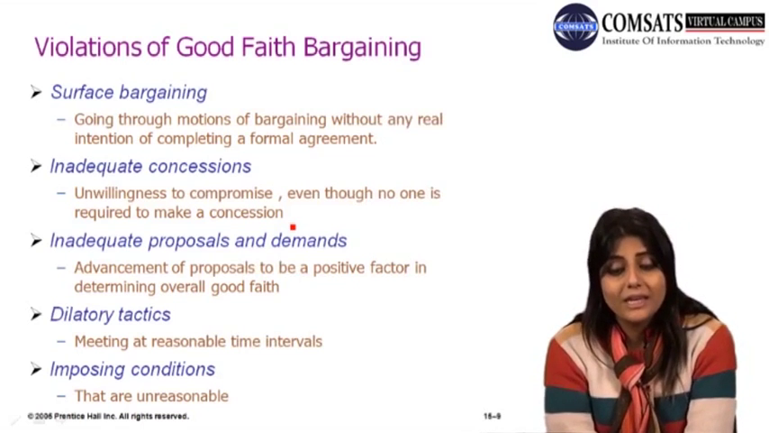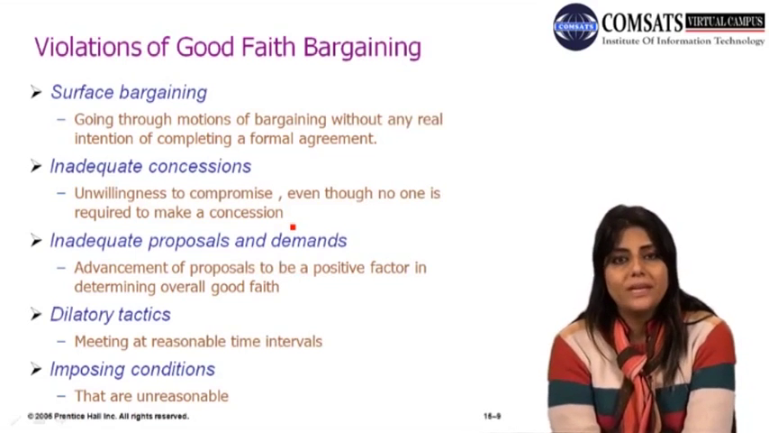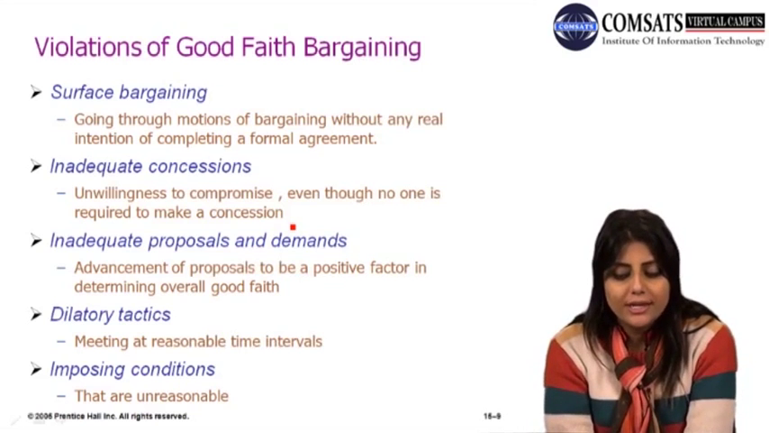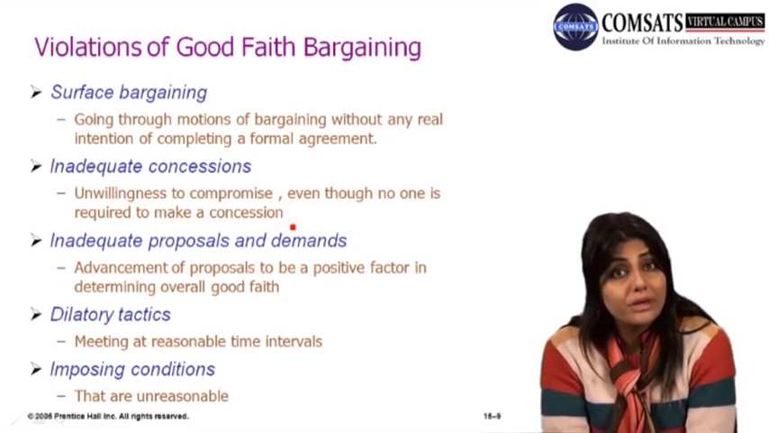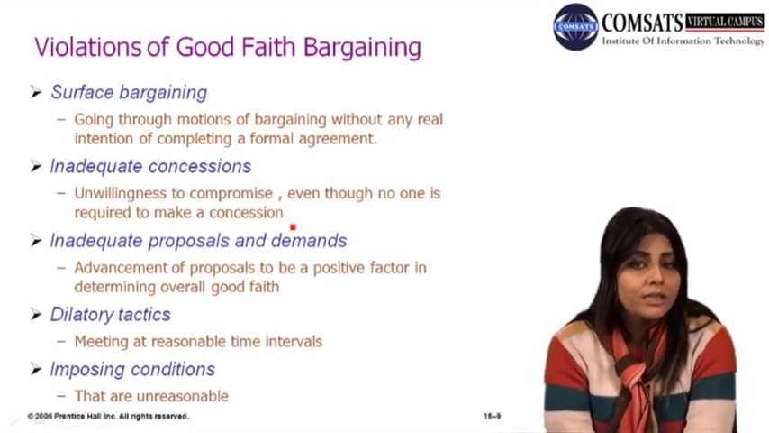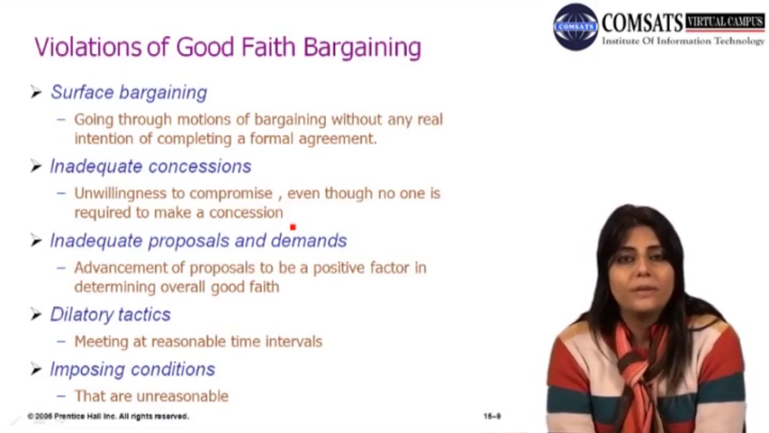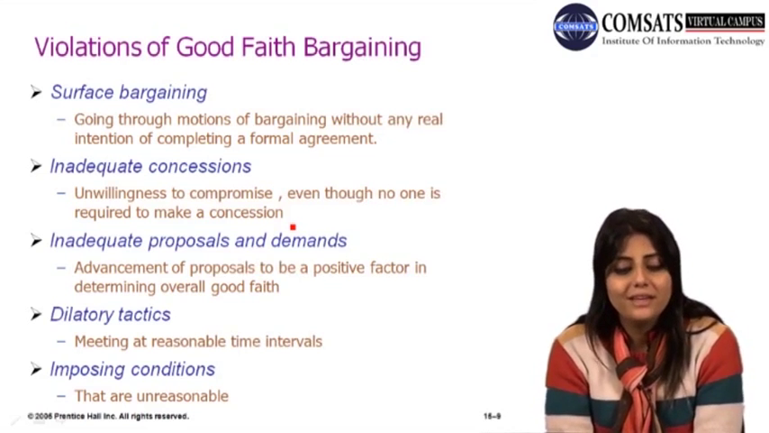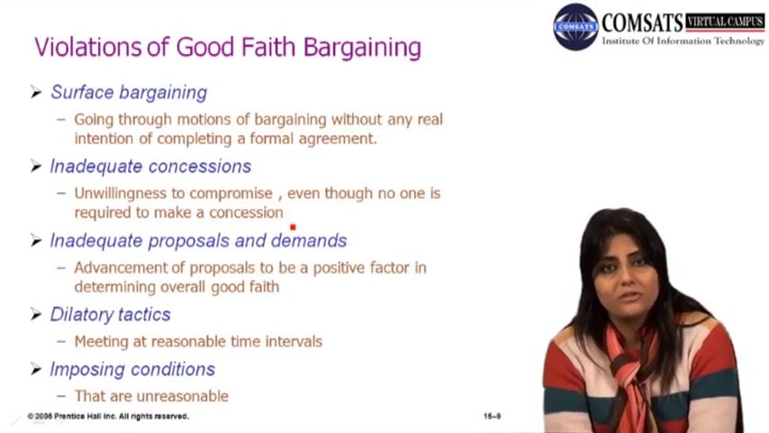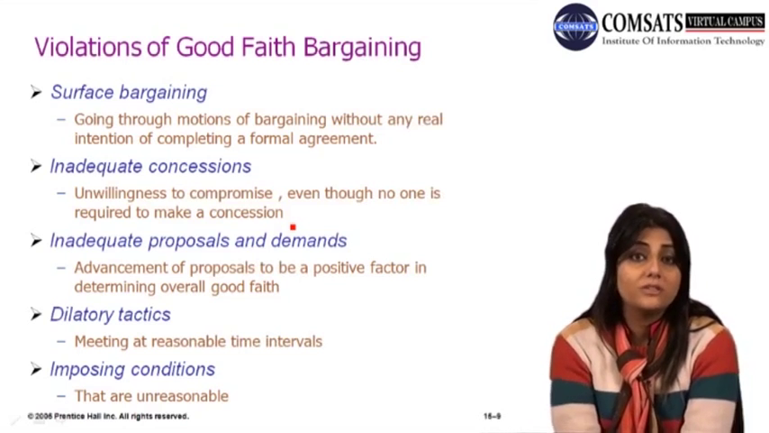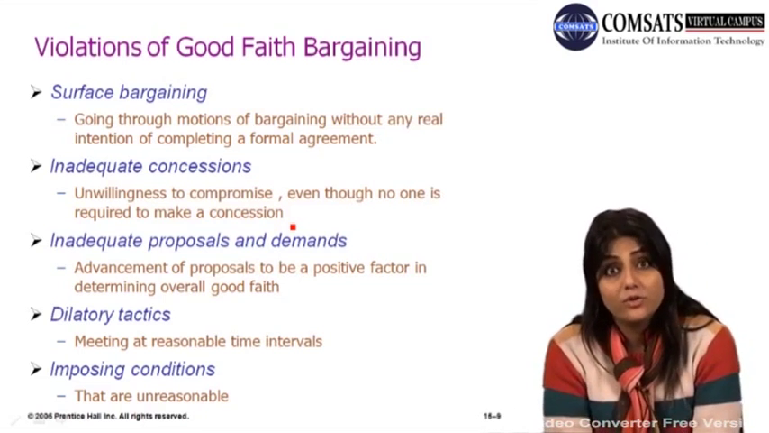It is going through the motions of bargaining without any real intention of completing a formal agreement. So what is happening here is that the employer is going through the negotiation process with the union representative. He is just going through the motions, and he does not have any real intention of completing a formal agreement, right? So that is just surface bargaining. That is just on the surface, but it is not deep down, it is not real, it is not actually intended, right? Then the inadequate concessions.